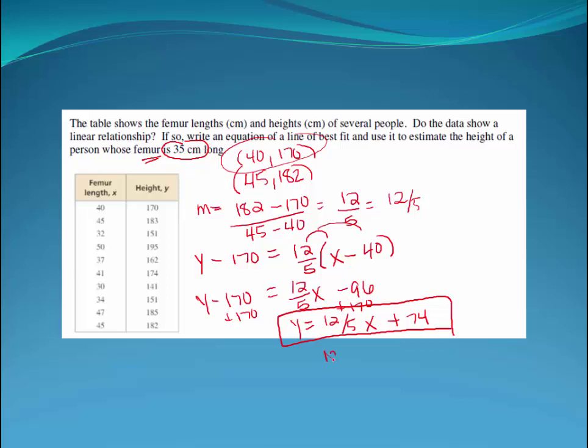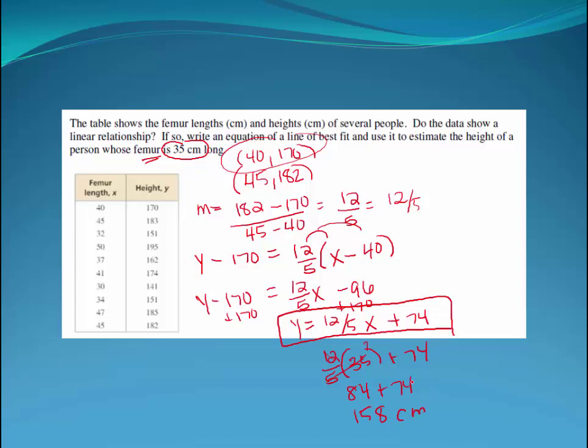So now we're going to go 12/5 times 35 plus 74. So that would give me 7. 7 times 12 would be 84. 84 plus 74 is 158.